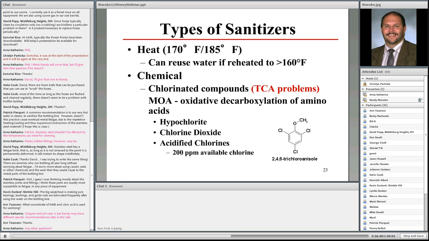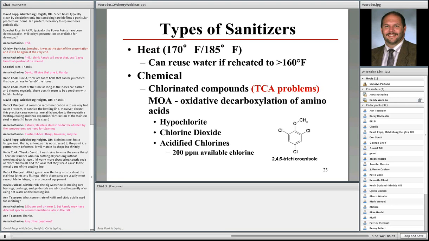In terms of chemicals, chlorinated compounds, you have TCA issues. How it actually kills is it takes the amino acids and it oxidizes them. And you have different forms of hypochlorites, which is sodium or calcium hypochlorite. This is your household bleach, which is typically 3 to 5% sodium hypochlorite. Your pool bleach is more calcium hypochlorite. This is usually about 60% hypochlorite, so it's a much higher concentration.